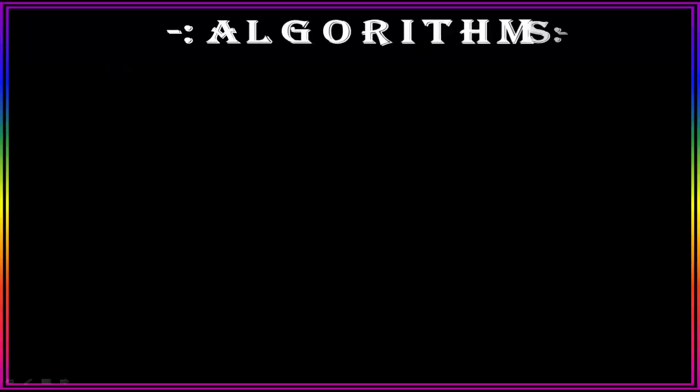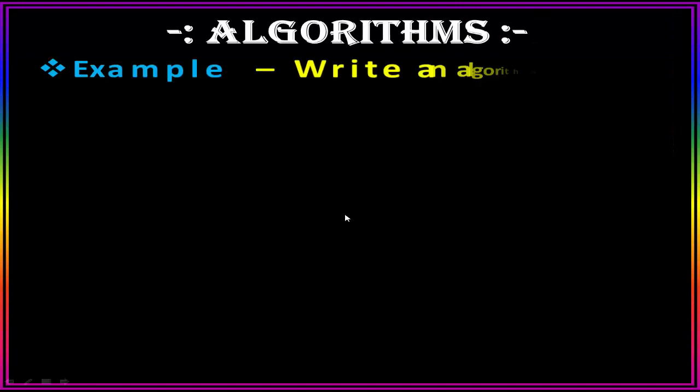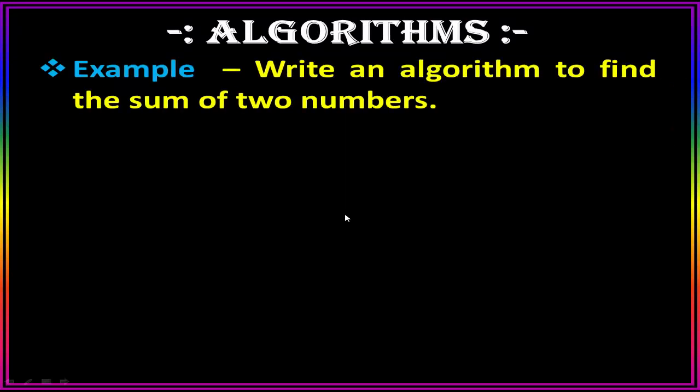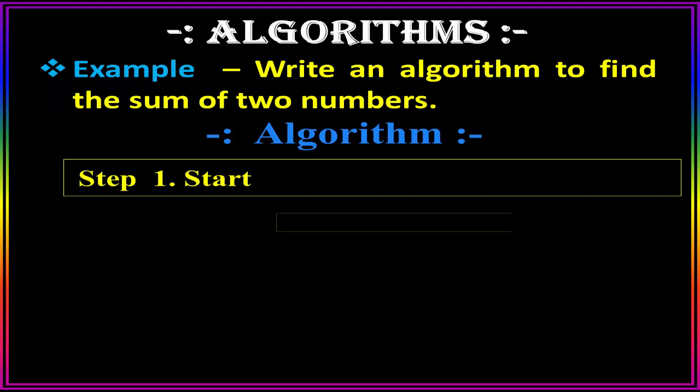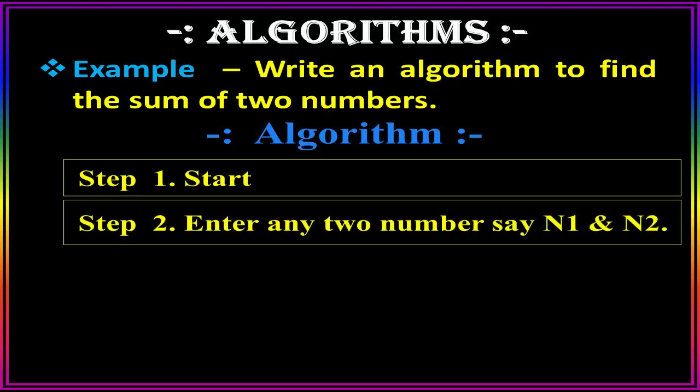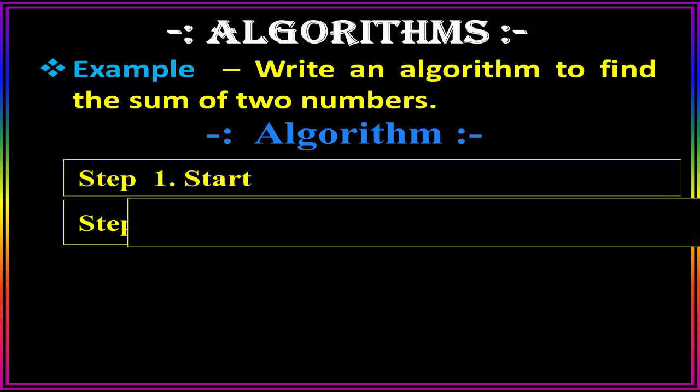Let's see how we can write the algorithm for solving a problem to find the sum of two numbers. So the first step of our algorithm is always start. So we will write start. Then we will enter two values that will be stored in some memory locations or variables. So for that, we will write the second step: Enter the two numbers, say n1 and n2. Instead of enter, you can write input two numbers or read two numbers, like this also.